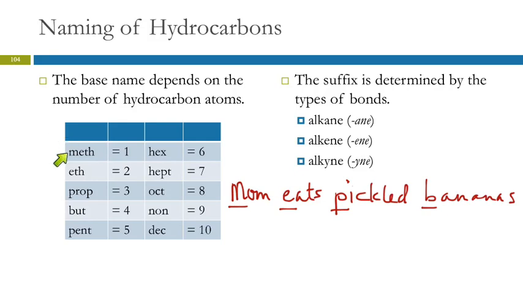So this prefix means that there's one carbon. And then we put a suffix on it, ane, ene, or yne, depending on whether it's only single bonds, has at least one double bond, or has at least one triple bond. So we can have octane, which would have 8 carbons and only single bonds. We could have hexyne, 6 carbons with at least one triple bond.